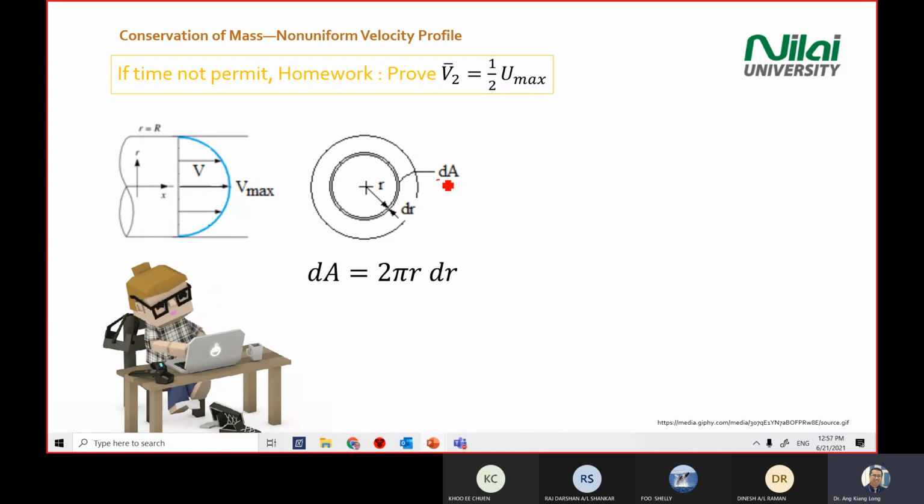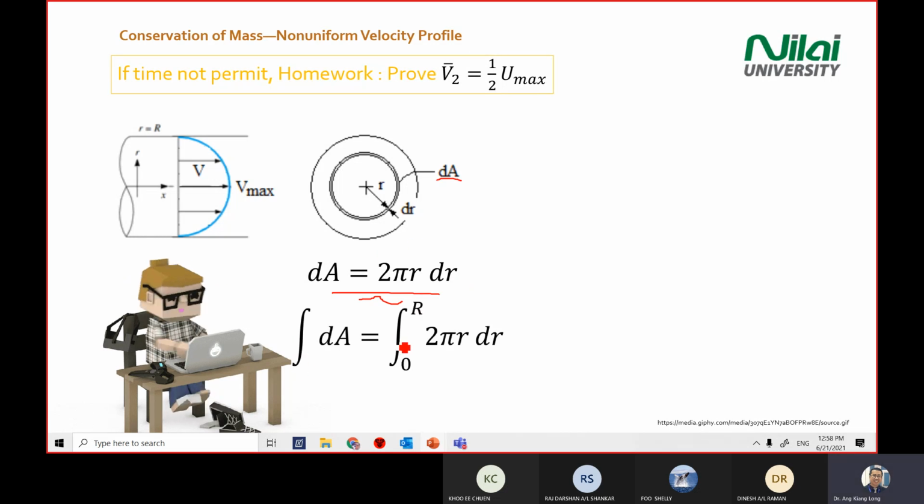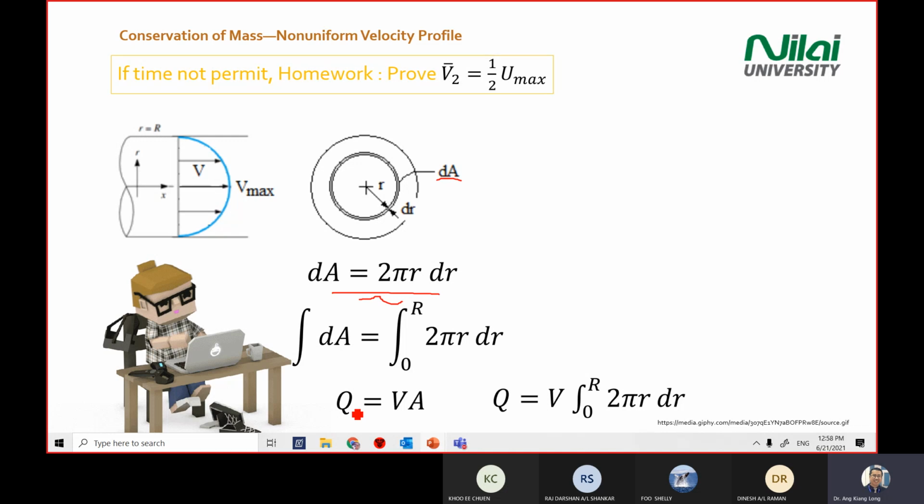dA, how to calculate the dA? The area will be 2 pi r times dr. This has already been proven in your advanced mathematics class. dA equals 2 pi r dr. You integrate the total area, meaning you integrate both sides, from 0 to r of 2 pi r dr. Since we know that Q equals VA, you substitute the area using this equation. So Q equals V times the integral from 0 to r of 2 pi r dr. Okay.